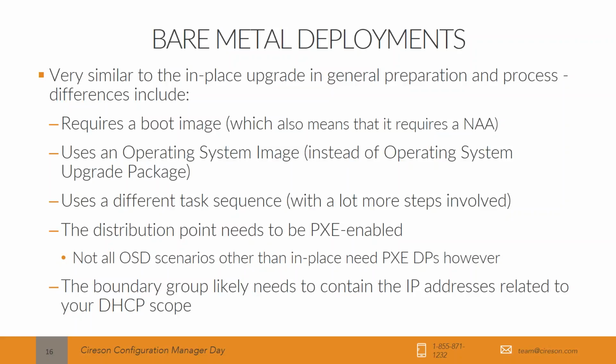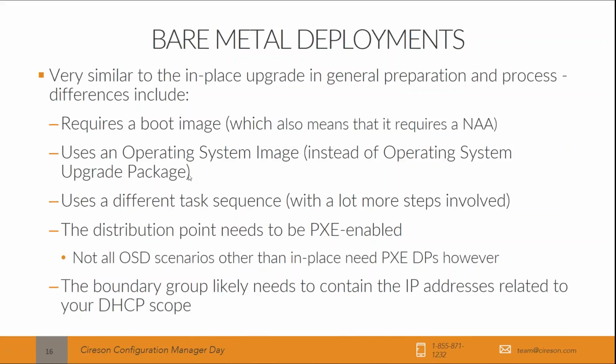And then the boundary group, which controls your access to your distribution points, is likely going to need to contain your DHCP scope. You can do PXE with static IP addressing, but most people that I encounter are using DHCP. So you can add the IP address range from your DHCP scope as boundaries in Config Manager, and then add those boundaries into your boundary group, which provides access to your distribution point that has all this content on it. That'll be the big thing to look at here, making sure you have that.